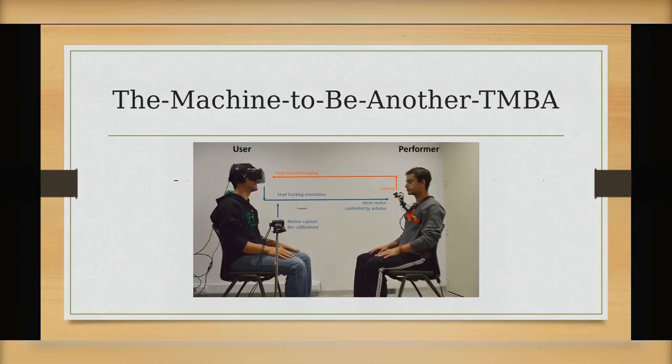Basically, the system works using a head mounted display. This is the head mounted display that they used, which shows the perspective of the performer, as if you are the performer, by mimicking the movements of the user. Here the performer holds the camera that represents the user's point of view. This is the entire system that they used.